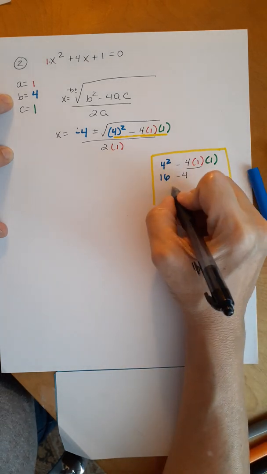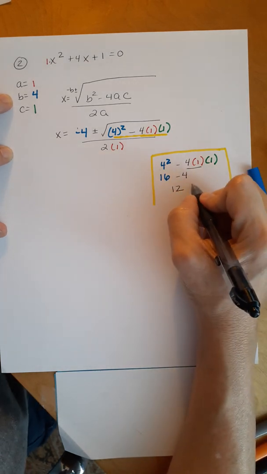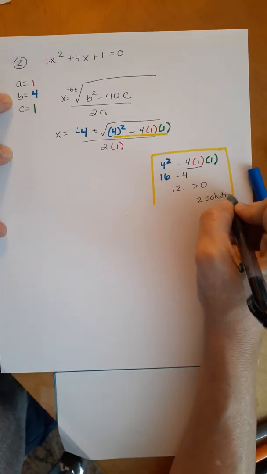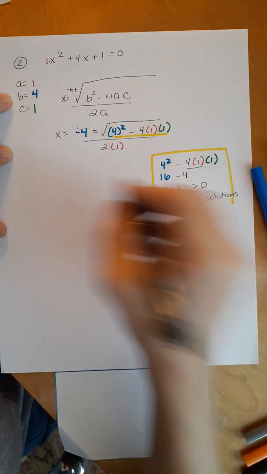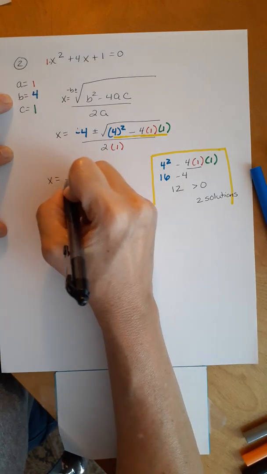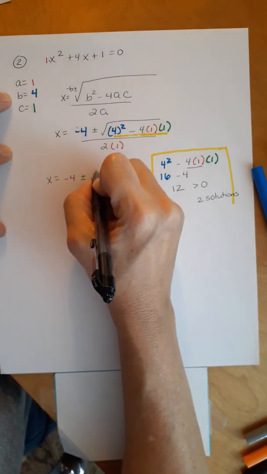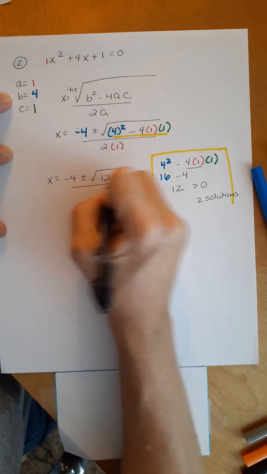16 take away 4 is 12. That is 12 is larger than 0. There are 2 solutions. So we move forward. Okay? Here we go. X equals negative 4 plus or minus the square root of 12 divided by 2.